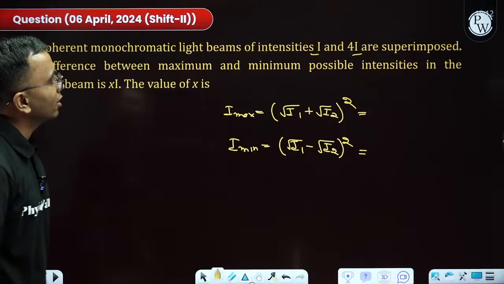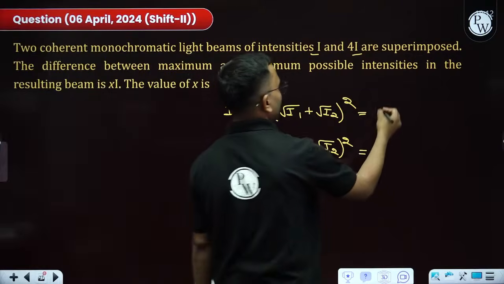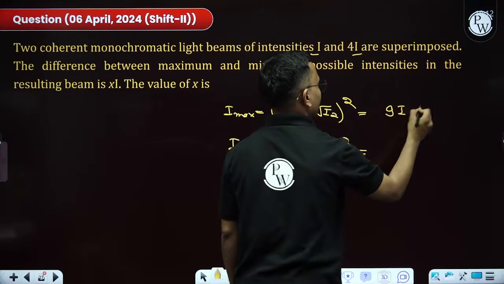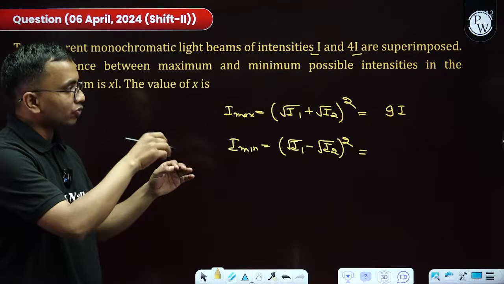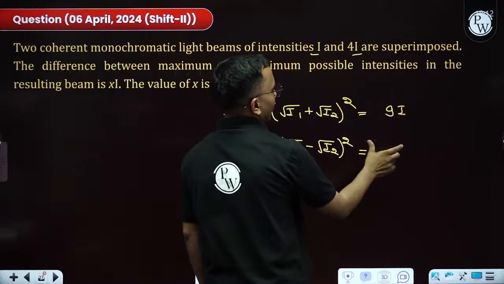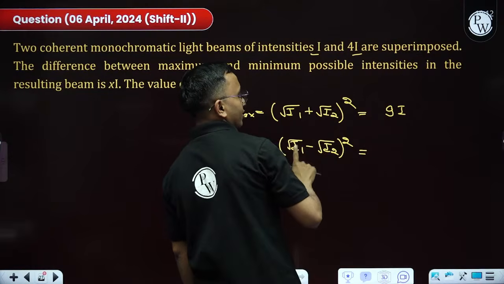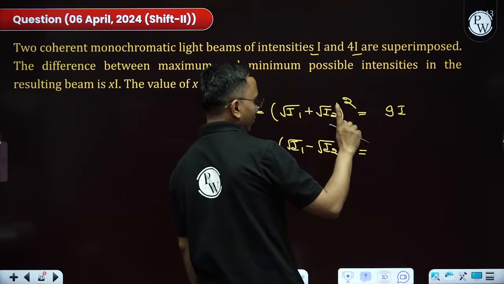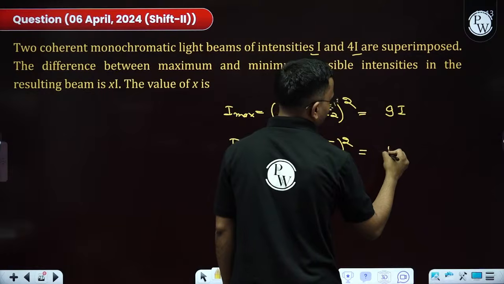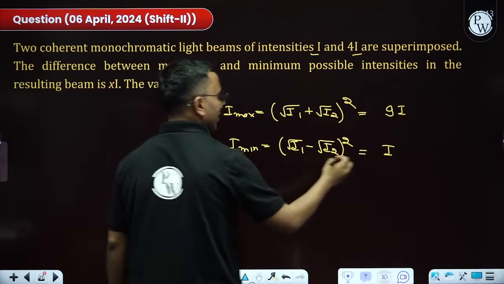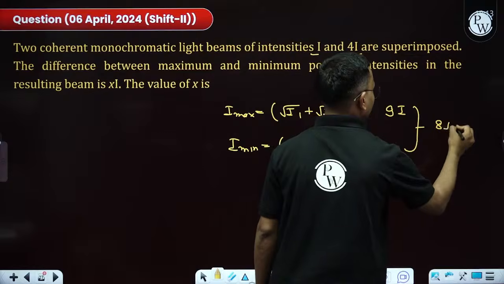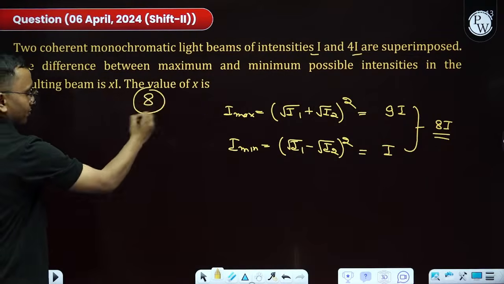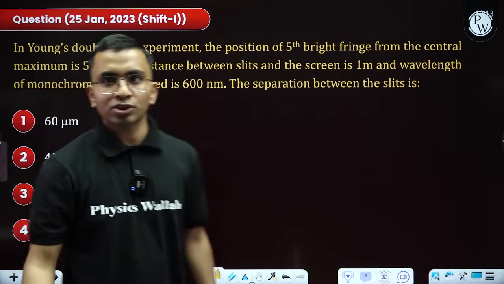Now write it. What is root of I1? So this is root I plus 2 root I, that is 3 root I. 3 root I square is 9I. Here it will become 1 minus 2, that is 1 minus 1, square, so it will be 1, that is I. Now I need the difference. If you take the difference, it is 8I. The value of x comes out to be 8. Next question.